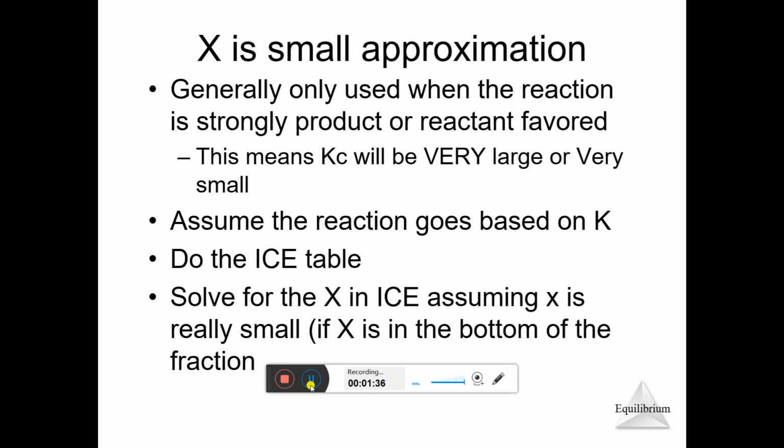So when we do these mathematical calculations, I'm going to clarify again about the X is small approximation. Generally speaking, we only use the X is small approximation if we know that K is very, very large or very, very small. That means you're going to assume roughly 100% is going to be in the forward or reverse reaction. And we assume this based on K.